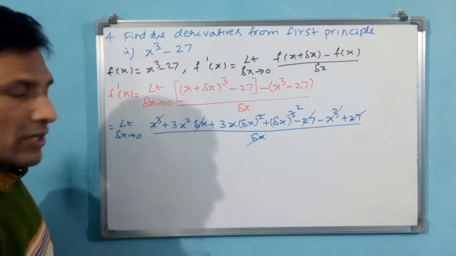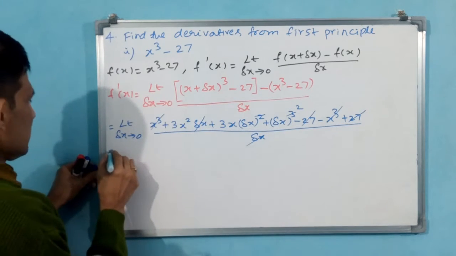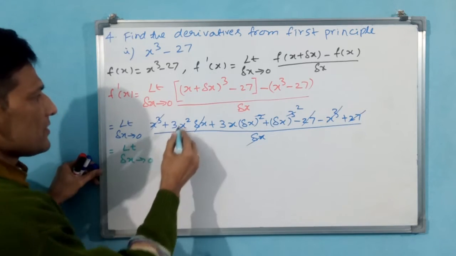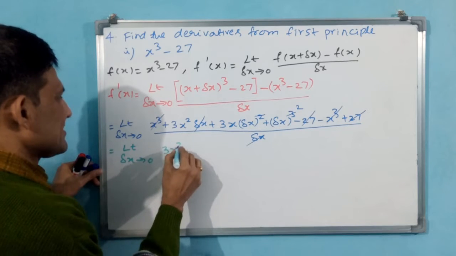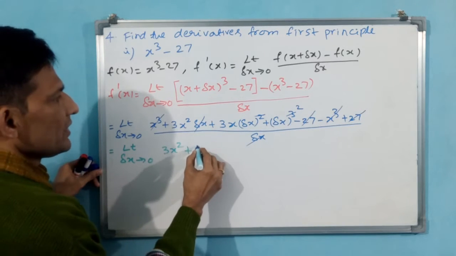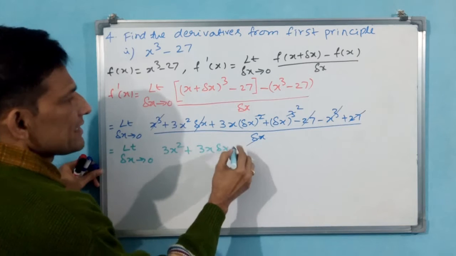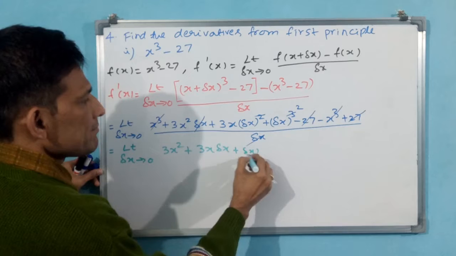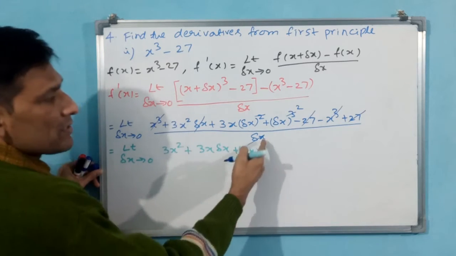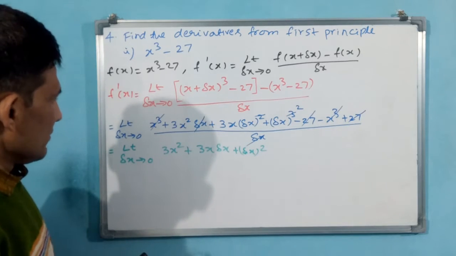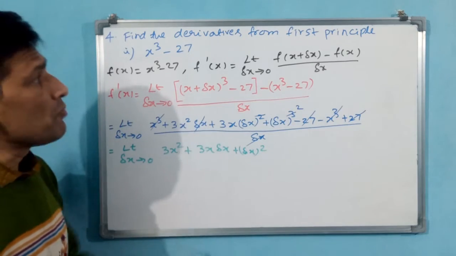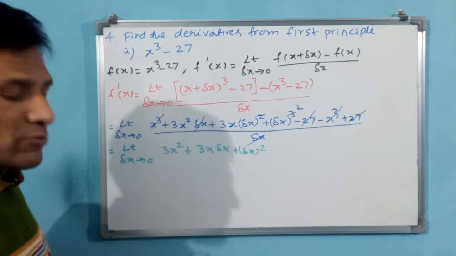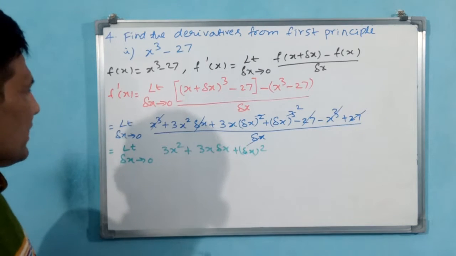Now write down limit delta x tends to 0, 3x square plus 3x delta x. Why? Because one delta x is there. Delta x square is there, but in the denominator nothing is there. Now you see, first principle means here x is something you should not substitute. That is not there. That is why this is going to become first principle.